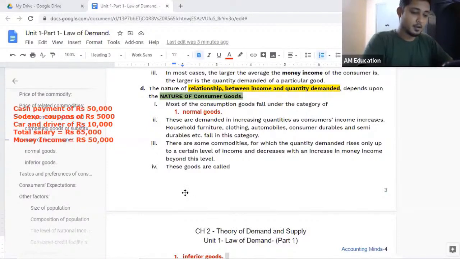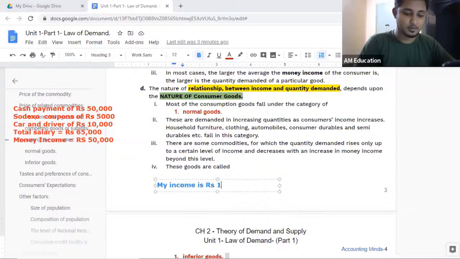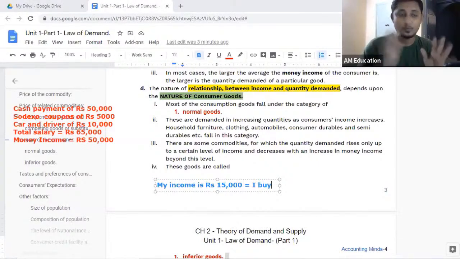Okay, my income is rupees 15,000. In 15,000, I have to feed my mom, my dad, my brother, me. I assume the household income is only 15,000 rupees. We have to live, buy clothes, pay fees, all that is necessary for us to survive. Roti, kapda aur makan: food, clothing and shelter, and a little bit of comforts, whatever is available with 15,000.